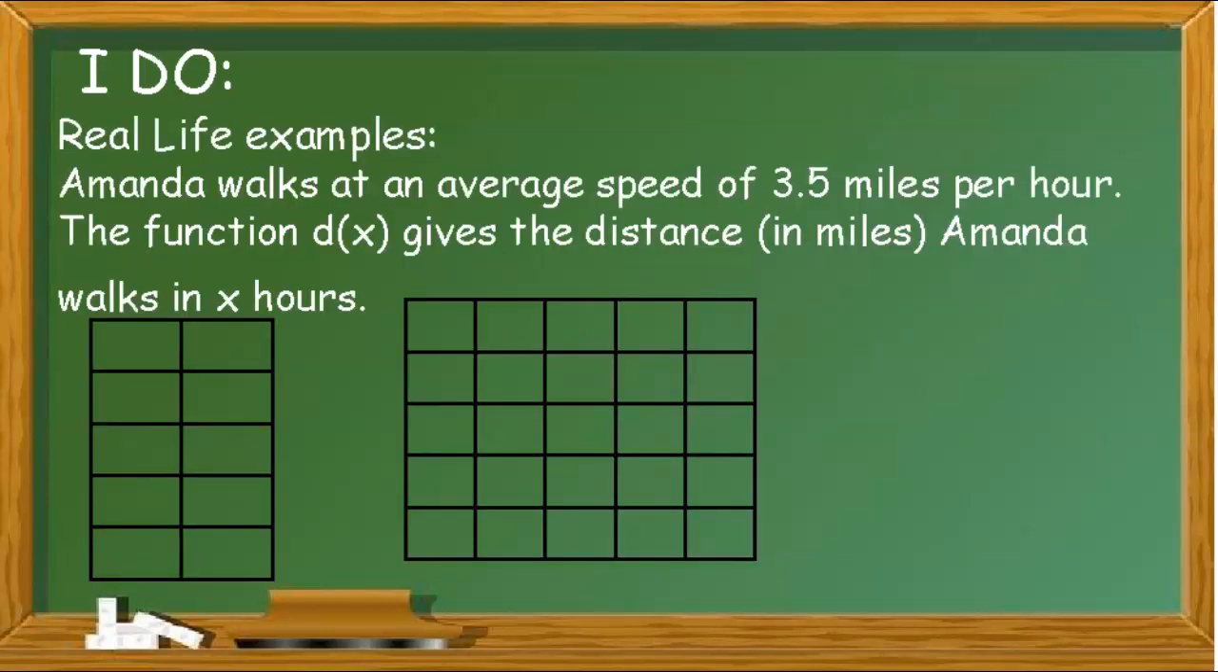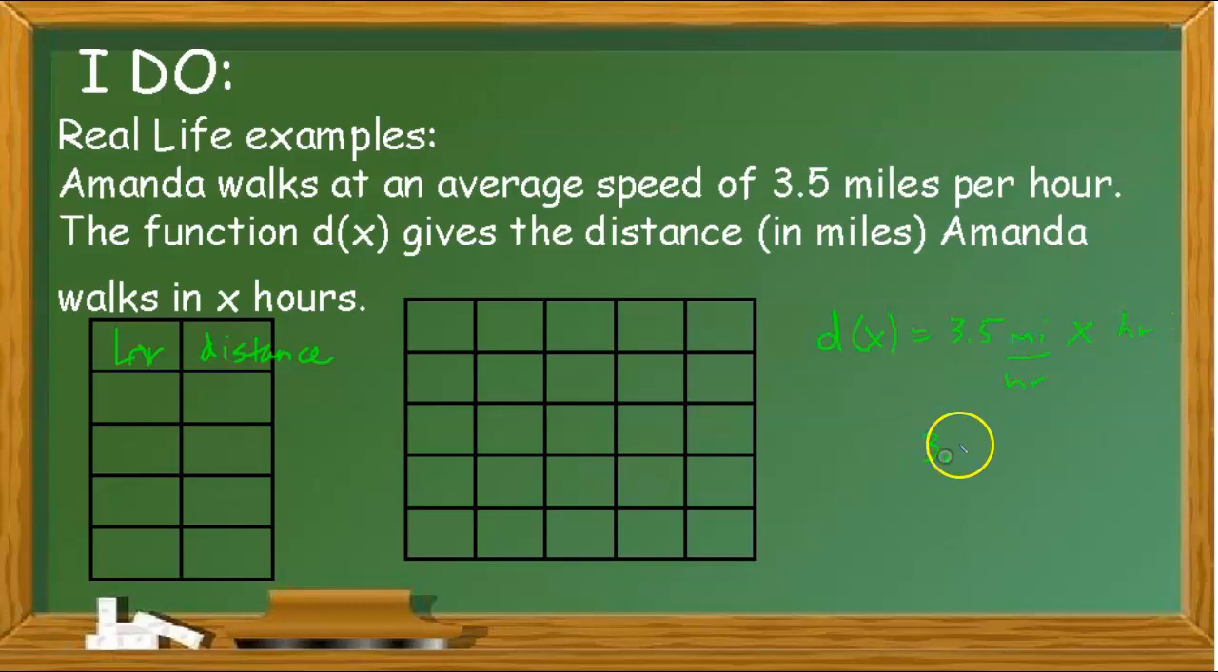Here's a real life example. It says Amanda walks at an average speed of 3.5 miles per hour. Now that's her average speed. D of x gives the distance in miles Amanda walks in x hours. And so really what we're having here is hours and distance. Okay. If we wanted to go ahead and write our function, d of x is 3.5, and again, that's miles per hour times x hours.